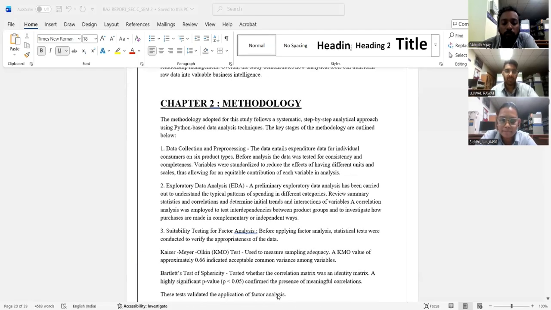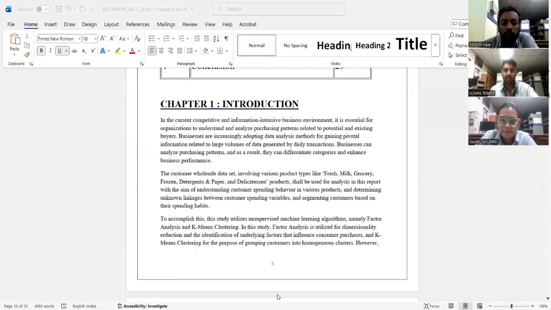Okay, so firstly, I will introduce our topic and the dataset, what it contains. We worked on a wholesale customer dataset which contains annual spending data of customers across six product categories: fresh, milk, groceries, frozen products, and detergents and papers. Each row represents one wholesale customer, and each column represents how much that customer spends in a product category.